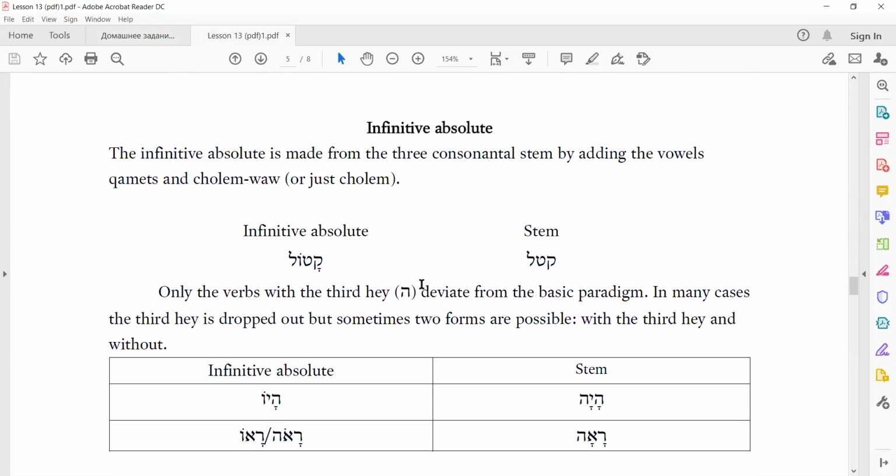It's very easy to recognize infinitive absolute because it has vowels a, o, a, o. So if we have stem katal, the infinitive absolute would be katol. Take any verb, katav, to write, what would be the infinitive absolute? Katov. So this is very simple.